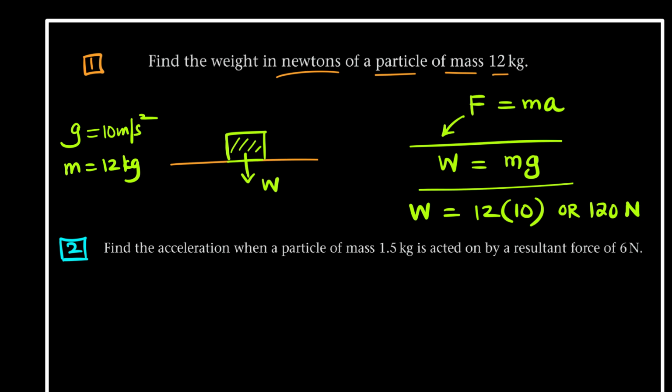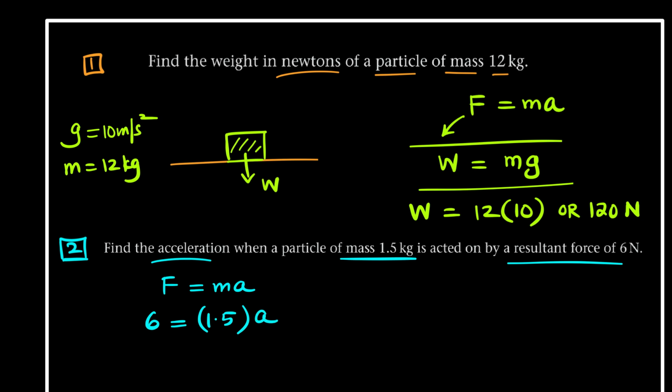Let's look at the second question. It says find the acceleration when a particle of mass 1.5 kg is acted on by a resultant force of 6 Newton. F is equal to mass into acceleration. Resultant force is 6, mass is 1.5, and we are multiplying it with a.